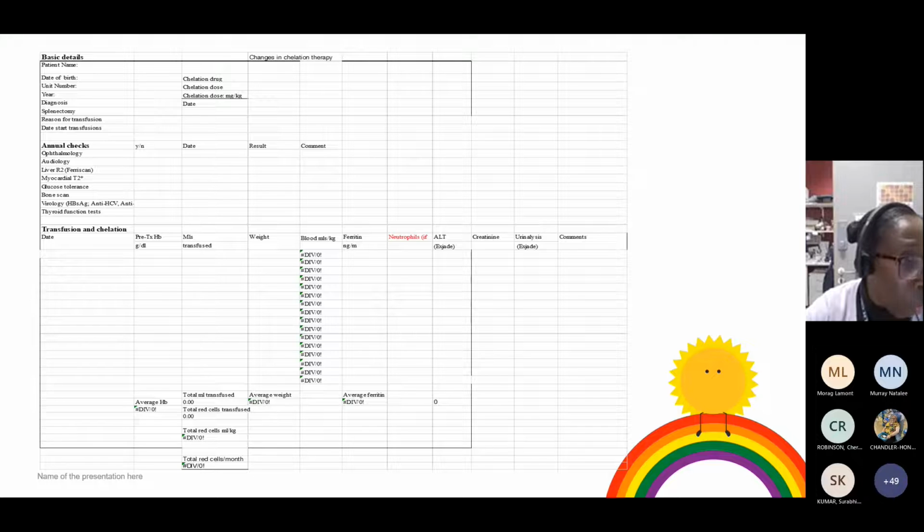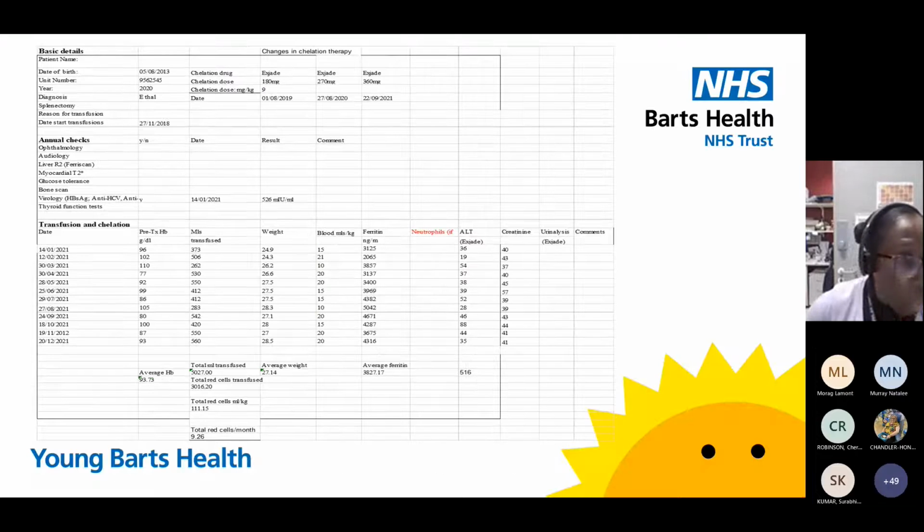And this chart is filled out mainly by the CNSs, and also sometimes the doctors might put in if they've had a Ferriscan. So this is what we do on a yearly basis, just to make sure that we keep abreast of what's going on.